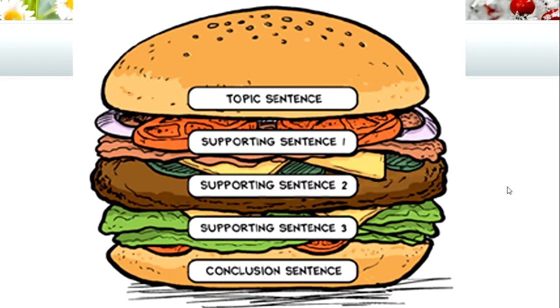or sandwich. At the top we have the bread, and then at the bottom we also have the bread, and then we have all the vegetables, the meat, the cheese in the middle, in between the bread. Using this analogy, we can develop a sandwich or hamburger paragraph.